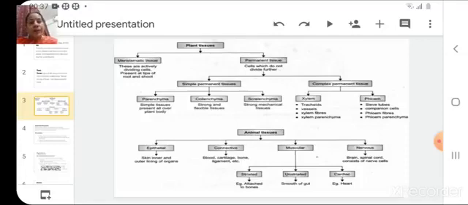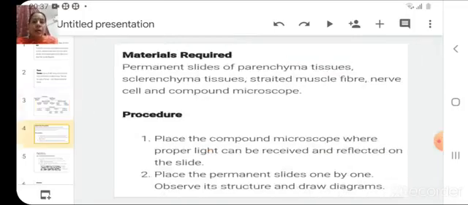and phloem. Similarly, we will look at the bifurcation of animal tissues, that is epithelial tissue, connective tissue, muscular tissue and nervous tissue. Then in muscular tissue again three types are there, that is striated tissues, unstriated tissues and cardiac tissues. After that we will write the third point, that is materials required.